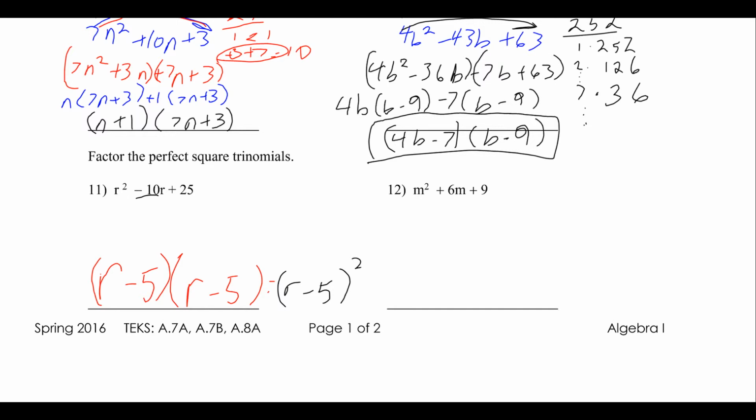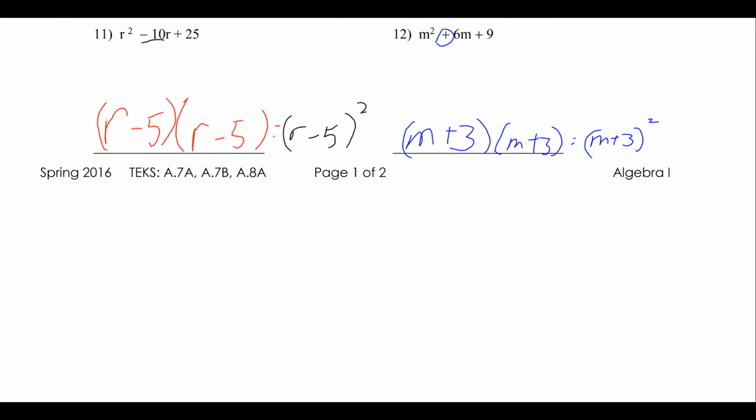Alright? We can do pretty much the same thing on 12. The only difference is that we have a plus sign here. So what it's going to wind up being is m plus 3, m plus 3, which is the same thing as saying m plus 3 squared. Alright? Pretty simple so far.